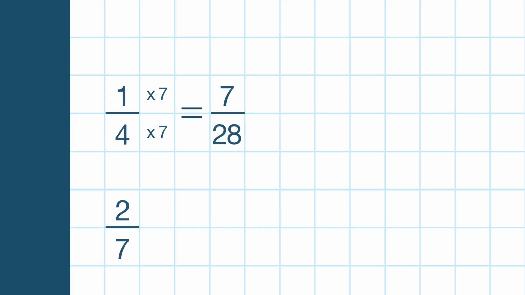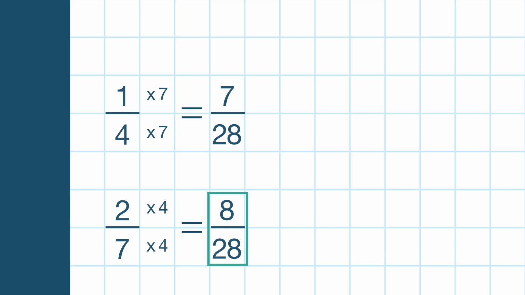Now rewrite 2/7 with a denominator of 28. What do we multiply 7 by to get 28? We multiply by 4. So multiply the numerator by 4 as well. What is 2 times 4? Yes, 8. The new fraction is 8/28.